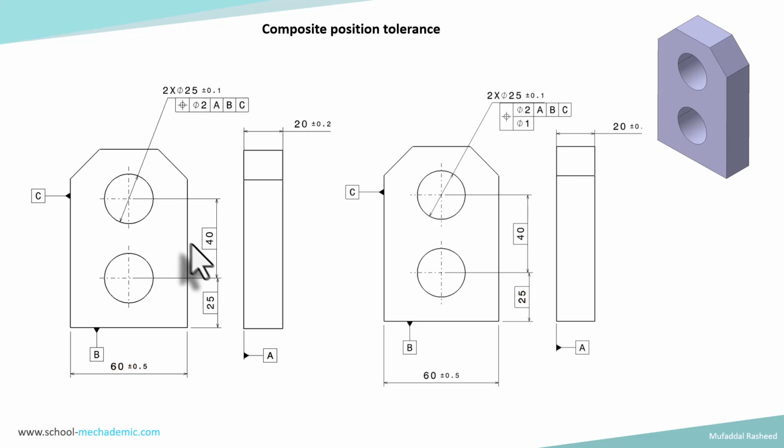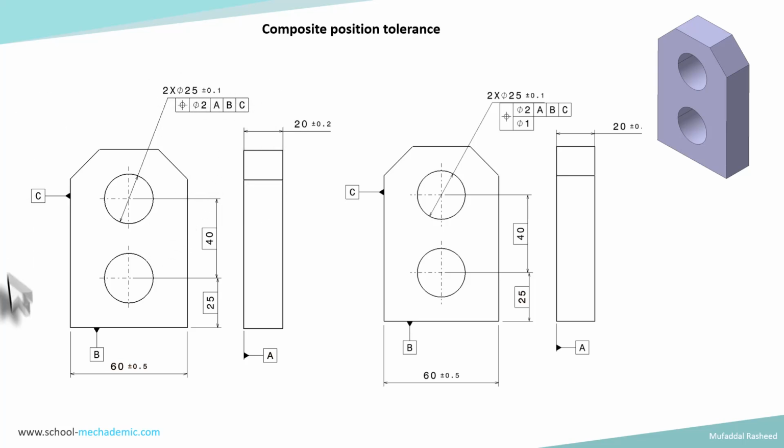So A, B, C form a datum reference frame and the position is being controlled of the two holes, which are a pattern, within that tolerance zone of 2. The size of the holes is 25 plus or minus 0.1 and the basic dimensions are provided originating from the datum feature B. So this hole is located at 25 and the interhole distance is 40. So these are the basic dimensions. And then there are other dimensions given for the width, which is 60 plus or minus 0.5 and 20 plus or minus 0.2 of the part.